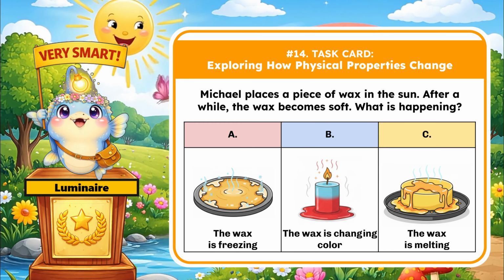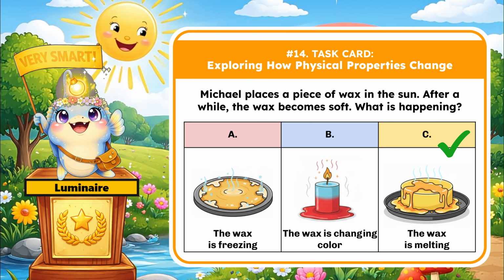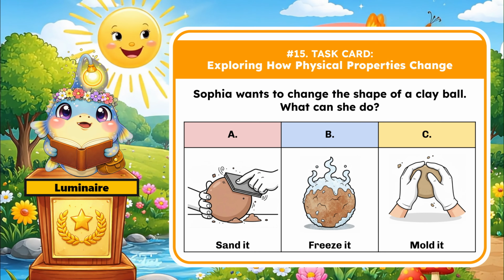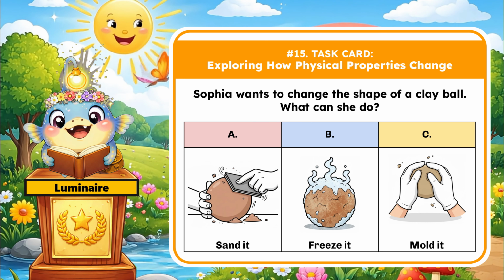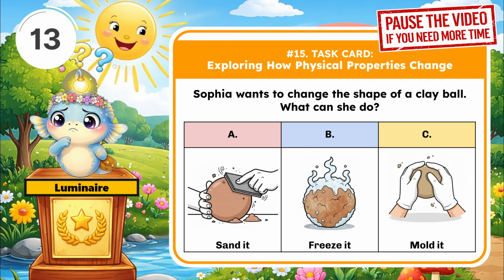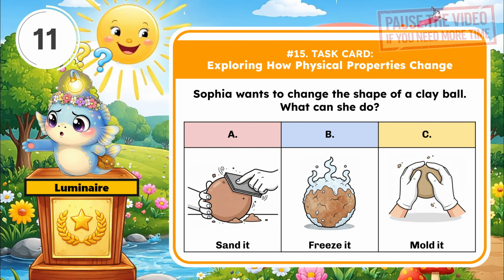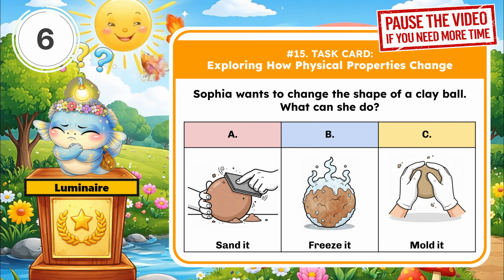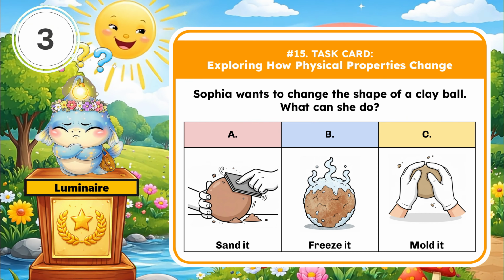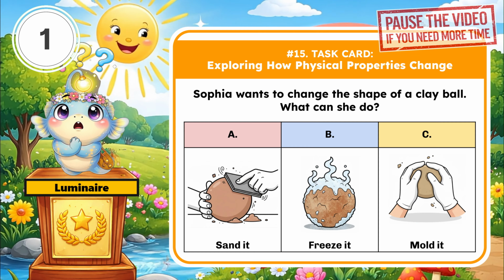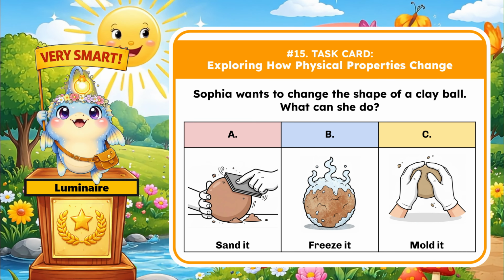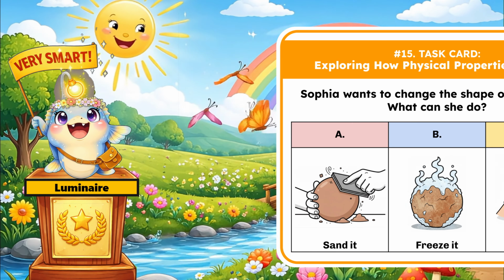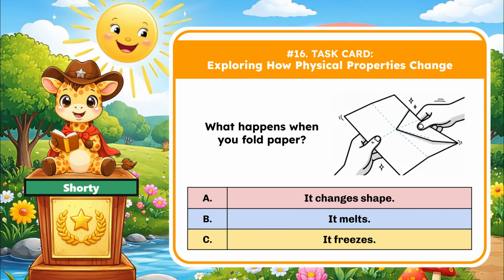And the correct answer is letter C, the wax is melting. Sophia wants to change the shape of a clay ball. What can she do? And the correct answer is letter C, mold it. What happens when you fold paper?